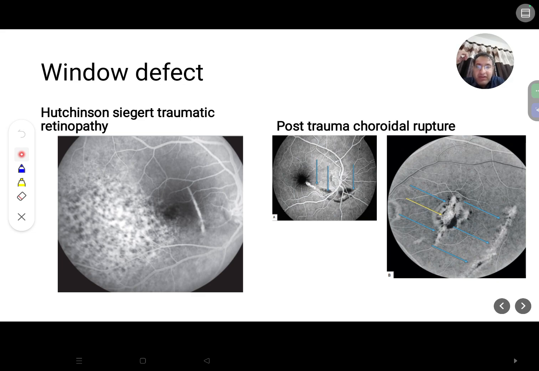The next example post trauma is a choroidal rupture. The thing is, the choroidal rupture always curves. Its margin will be parallel to the margin of the disc. This choroidal rupture's direction will be around parallel to the margin of the disc when it happens. In this choroidal rupture also there is a window defect hyperfluorescence we see, and we see the hypofluorescence due to the hemorrhage associated with the choroidal rupture.